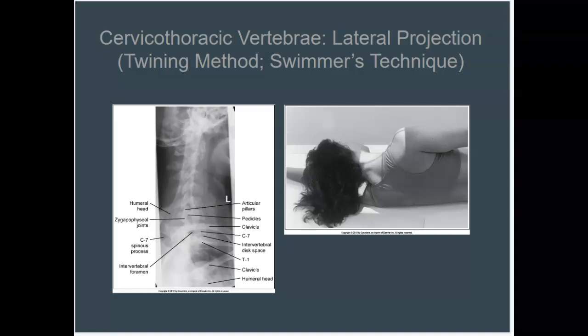The intervertebral disc spaces should be demonstrated as open. Vertebral bodies are demonstrated without distortion. The first thoracic vertebra is at the center of the exposure field. We know that we center the central ray at an area between C7 and T1 with this. And the 5th through 7th cervical vertebra and 1st through 3rd thoracic vertebra are included within the exposure field.